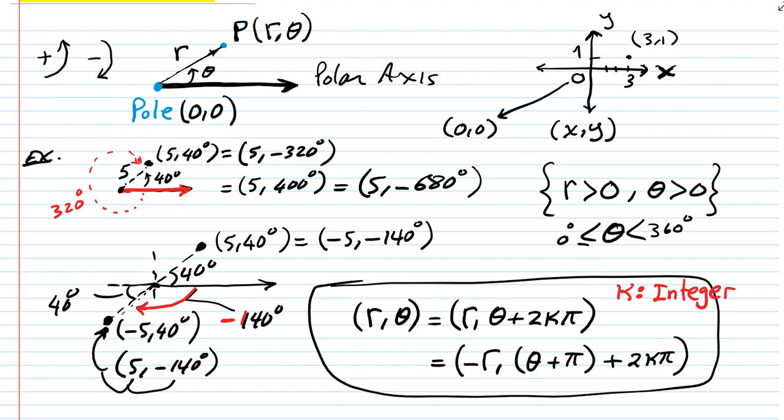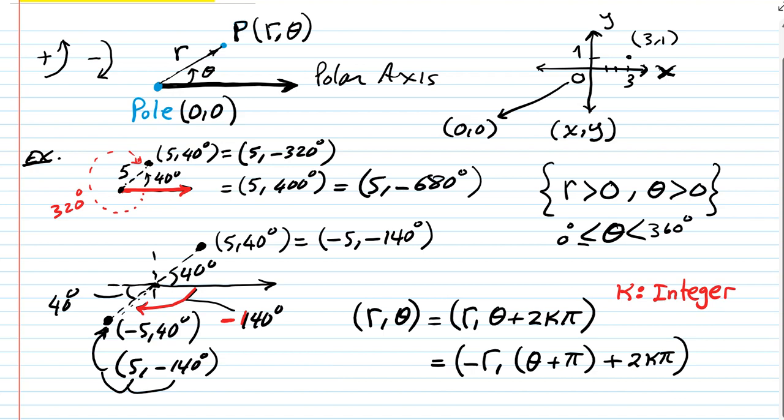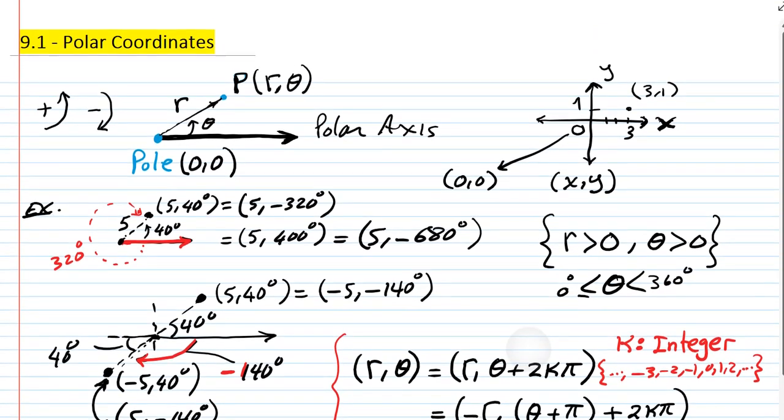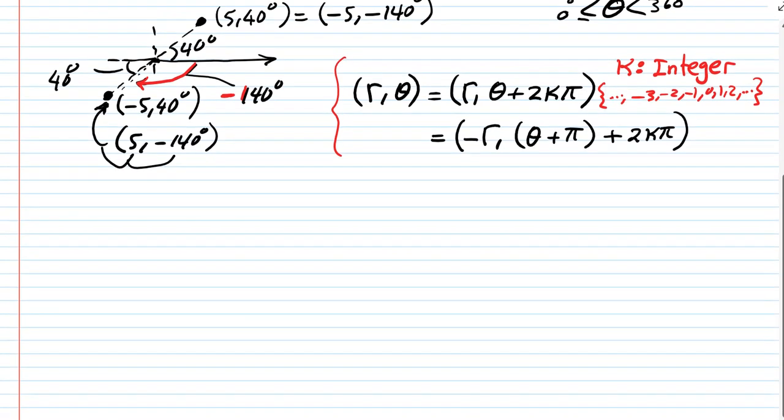Okay, that's what k is. K is an integer. And remember what integers are, right? Like -3, -2, -1, 0, 1, 2, and so forth. So that's what k is. So there you have all infinite representations of a point. Okay. And there it is, polar coordinates. Very simple, very useful. As we proceed through the chapter, you see the usefulness of this coordinate system.